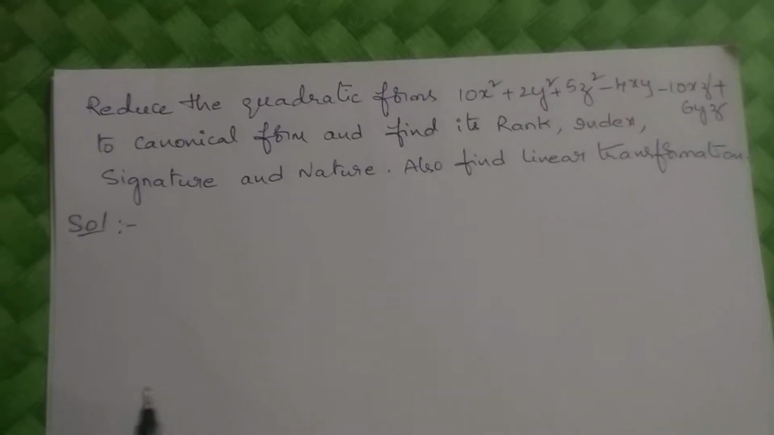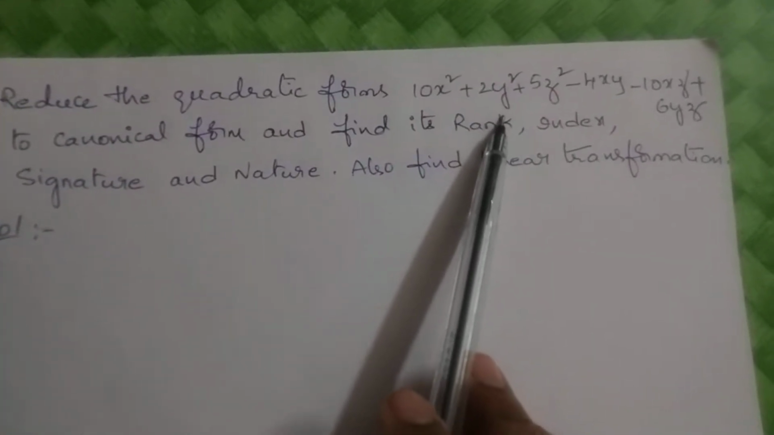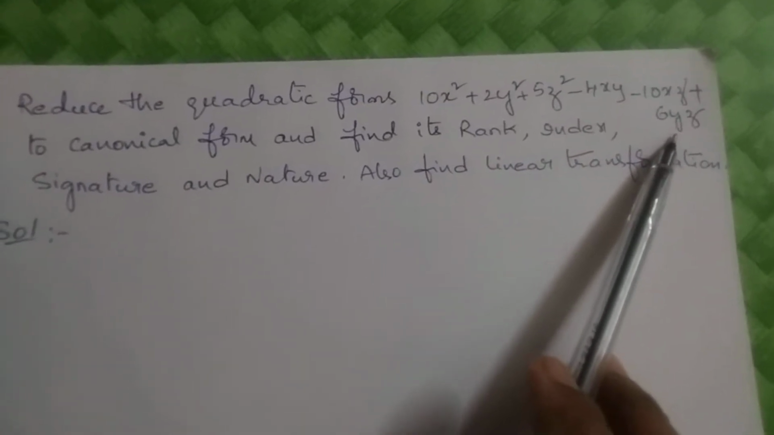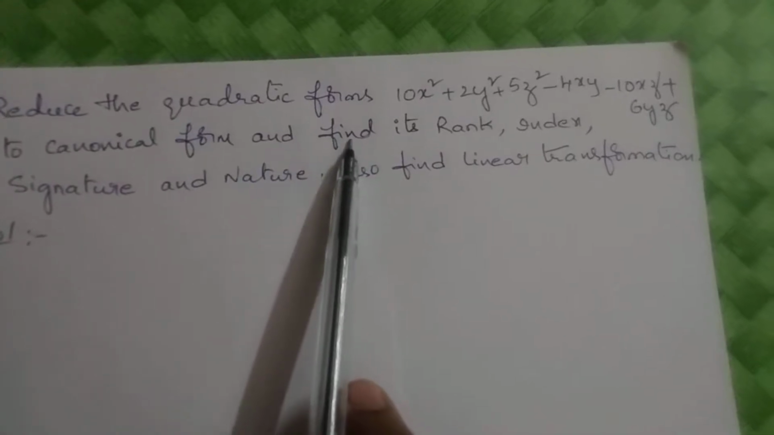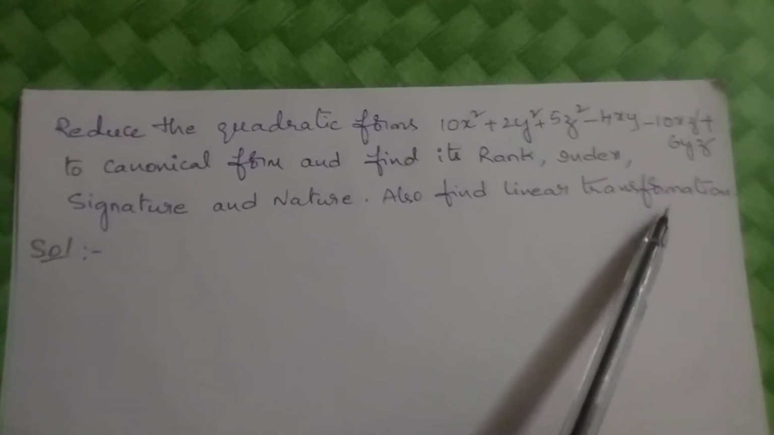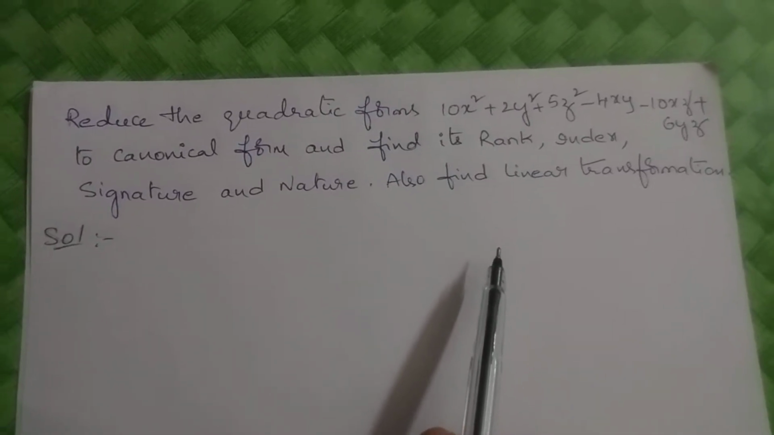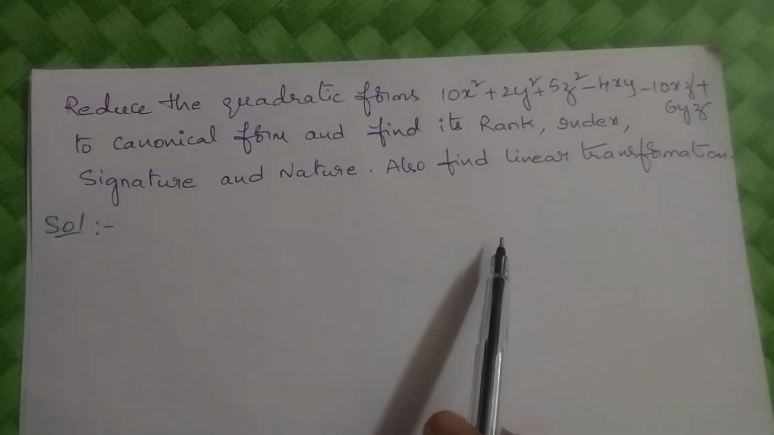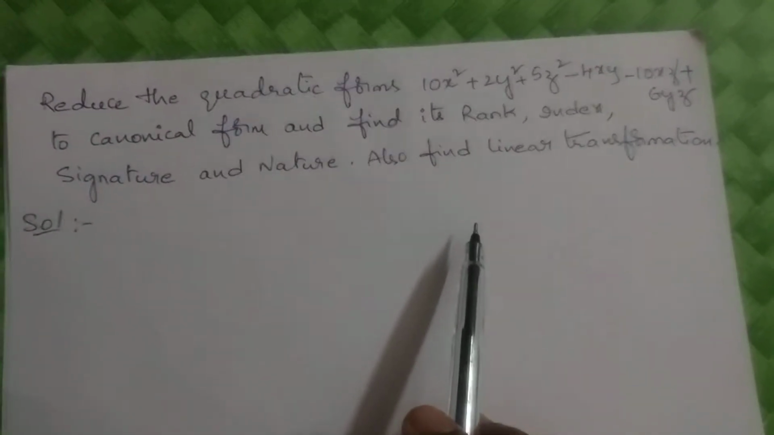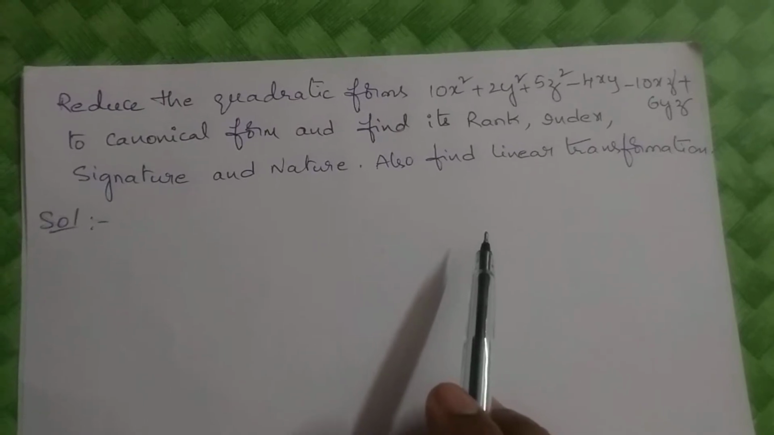Here, see the problem: reduce the quadratic form 10x square plus 2y square plus 5z square minus 4xy minus 10xz plus 6yz to canonical form, and find its rank, index, signature and nature. Also find the linear transformation. Already I explained what a linear transformation is. Linear transformation means we have to write the matrix A is equal to I into A into I, and we have to apply row and column operations and reduce it to the diagonal matrix. So this is the procedure.